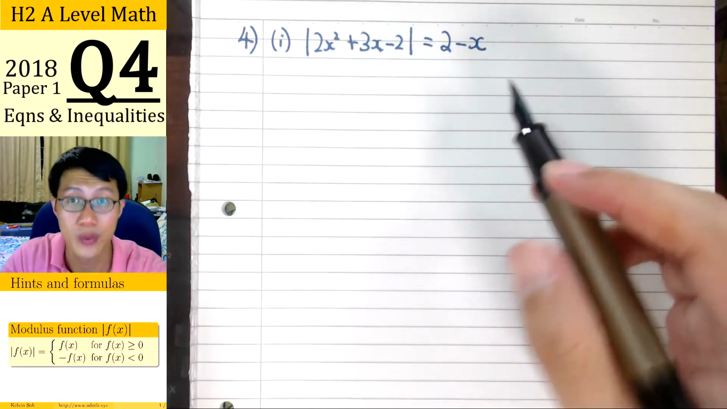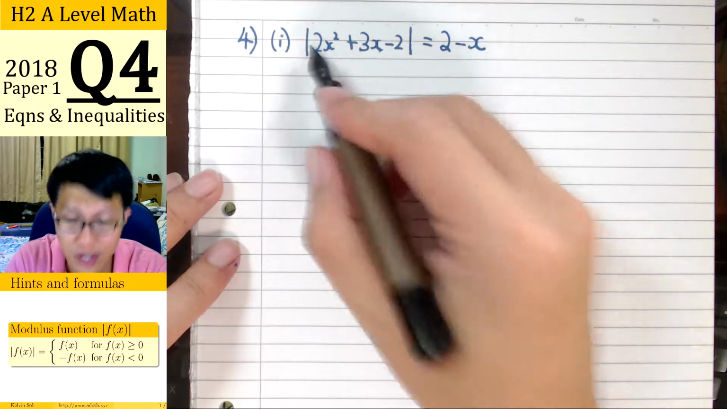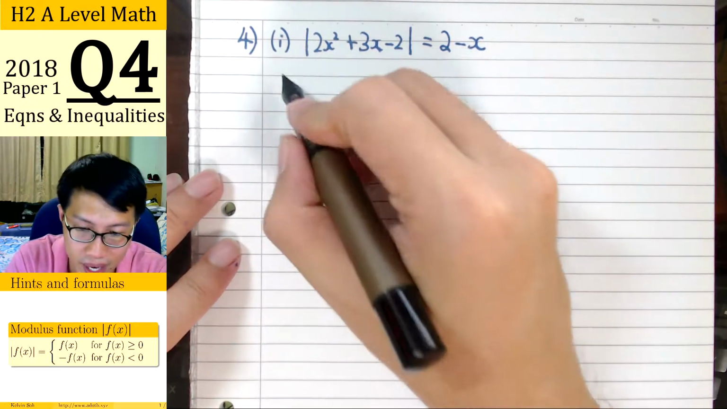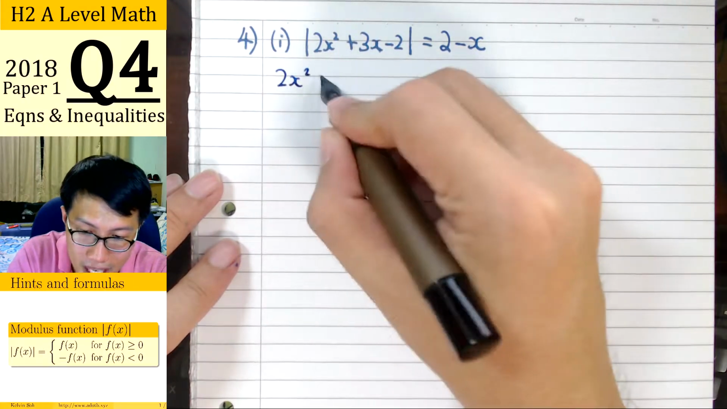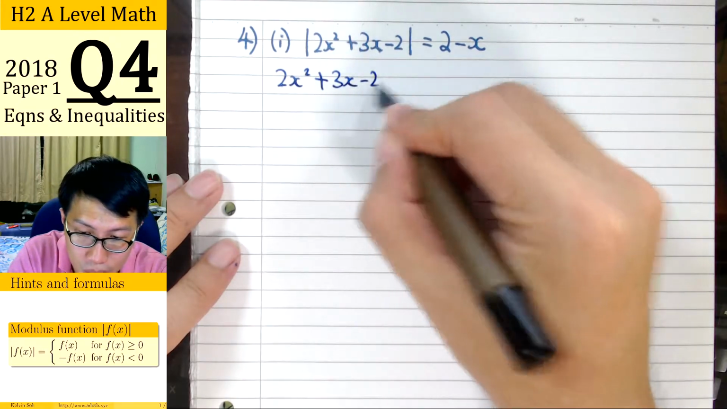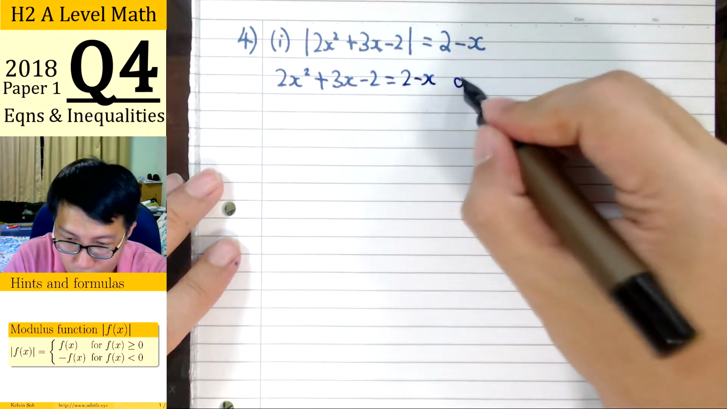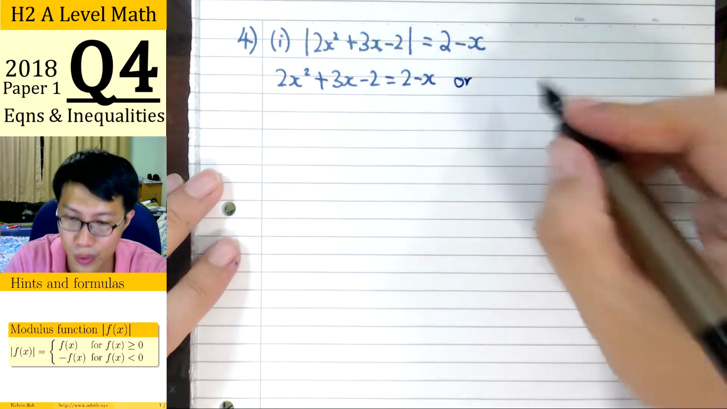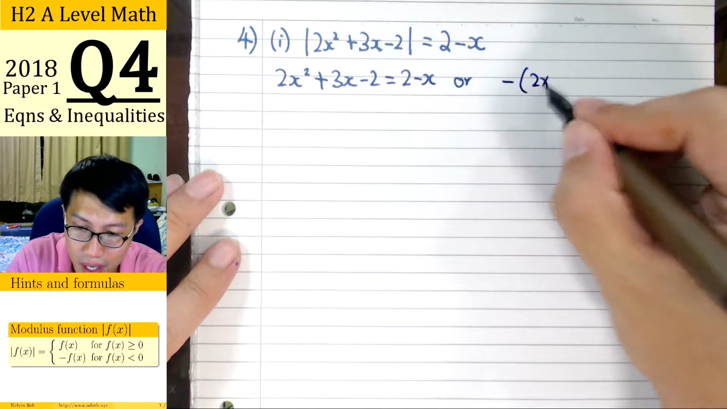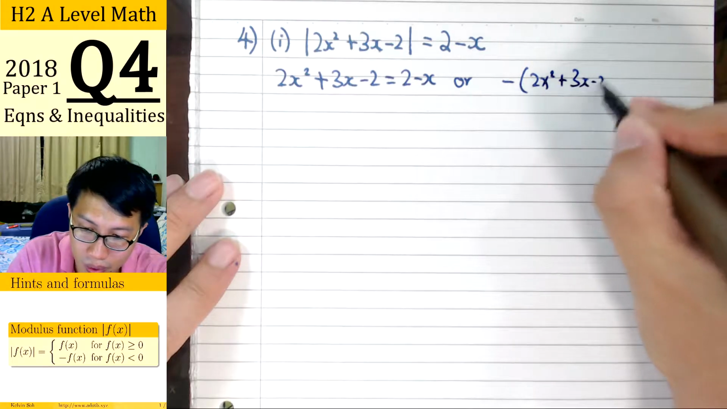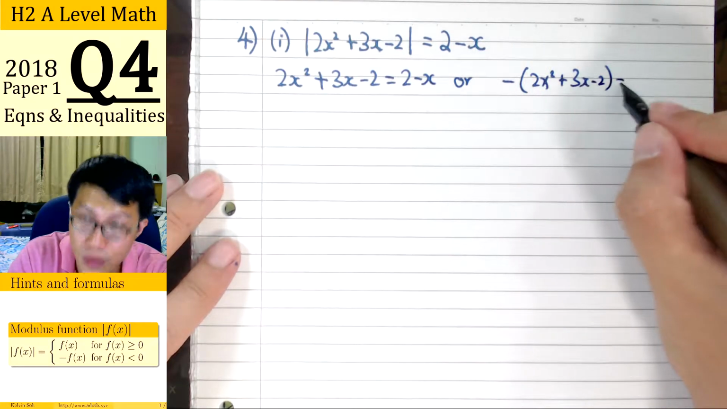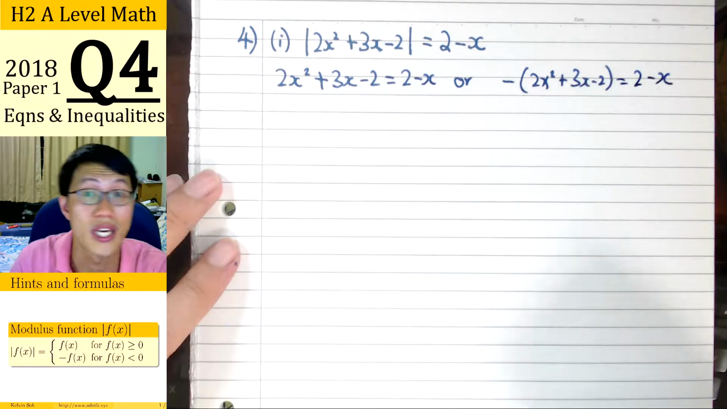Okay, so to solve this equation, we have two cases. The first case, we just remove the modulus. That's when it's positive. We have 2x squared plus 3x minus 2 equals 2 minus x. This is case 1. Or we could have the case where this is negative, so we add a negative sign. 2x squared plus 3x minus 2 with a negative on it will be equal to 2 minus x. So we'll handle the two cases separately.